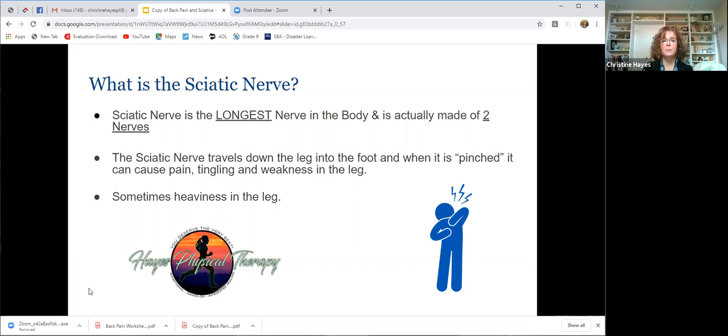And then the next piece about the sciatic nerve is it travels down the leg into the foot, and when it's pinched, it can cause pain, tingling, and weakness in the leg, and sometimes even heaviness.